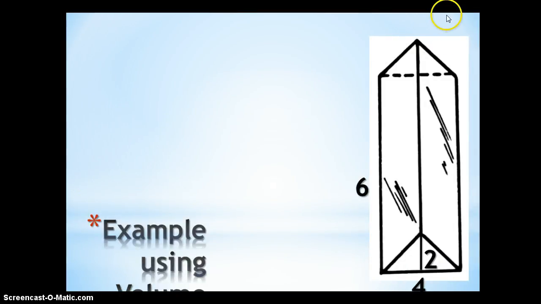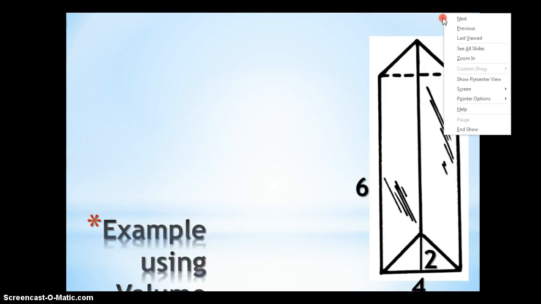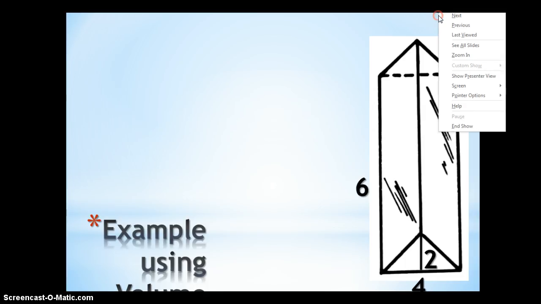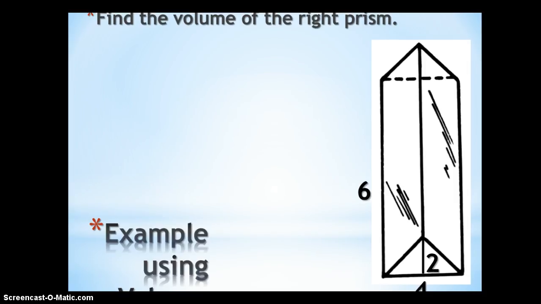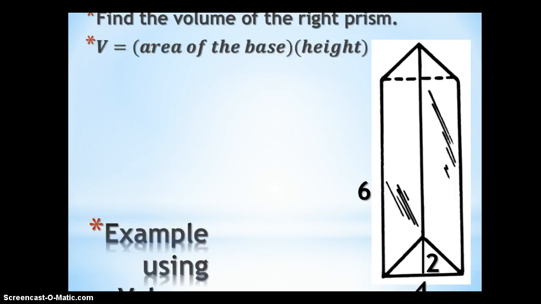Let's look at another example of volume. So we're going to try and find the volume of a right prism. Volume of a right prism, remember, is the area of the base times the height. Volume is 1/2 the base, in this case is the triangle, so you're going to do 1/2 the base times the height of the triangle, and then times that by the height of the shape.